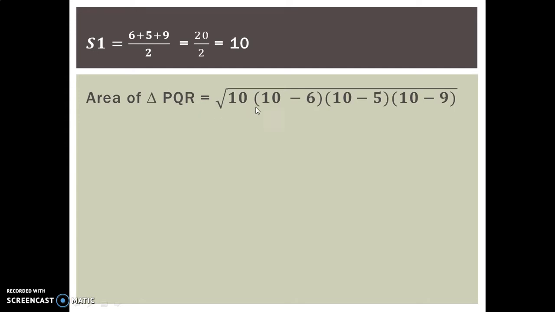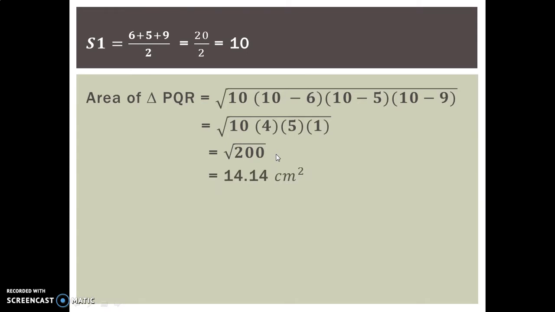Now putting that value of S and A, B, C in the formula for area of triangle PQR. Okay, I've just put the values of all the variables. So this will give me 10 multiplied by 4 multiplied by 5 multiplied by 1, which is finally equal to 200. So this is square root of 200. You will use a calculator over here to find the square root of 200 and you get the answer as 14.14 centimeters square. The area of triangle PQR is 14.14 centimeters square.